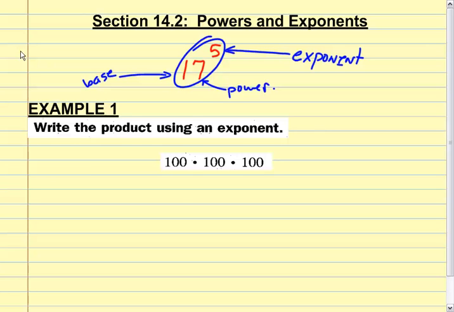Well, there's 300, so you do 100 to the 3rd power, or cube. That was the next thing I was going to say, is that the 2nd power and the 3rd power have nicknames. None of the others have nicknames. This exponent is also known as what? Squared. And this exponent is also known as cubed.